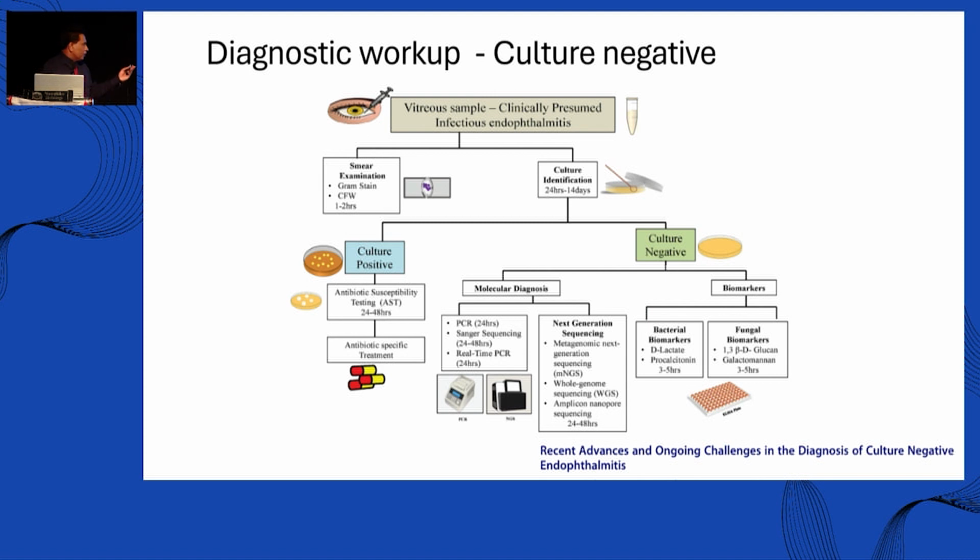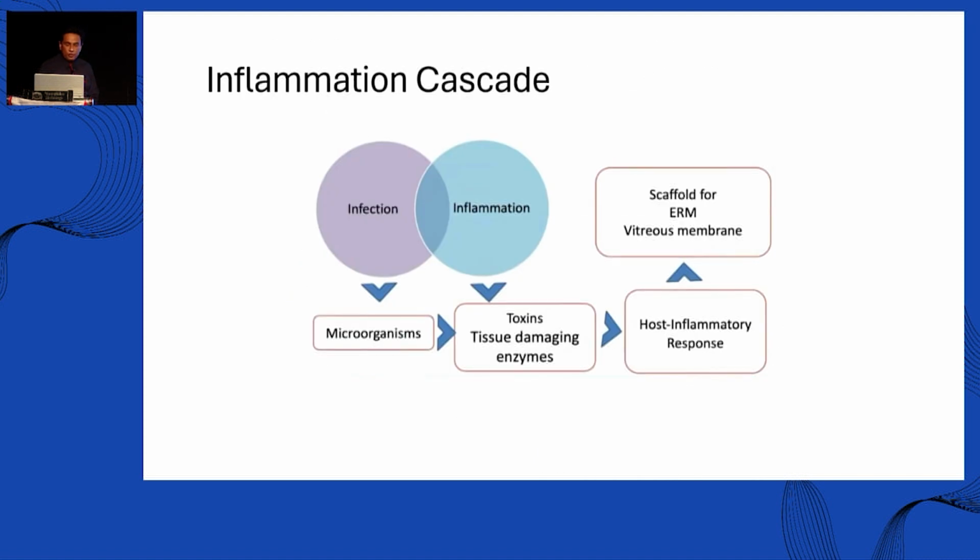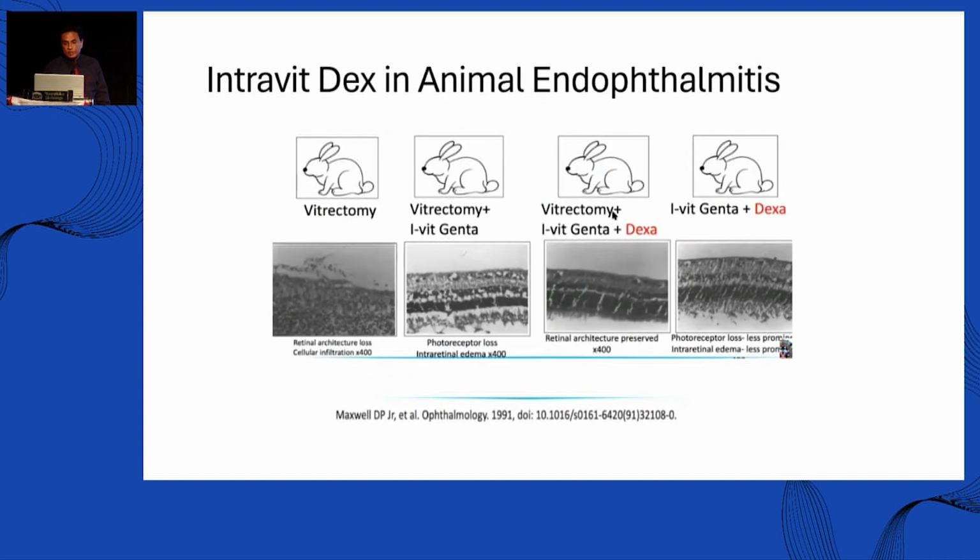So this diagnostic workup, I'm not going to go through, but there's another important point I want to discuss about the inflammation cascade. We know that this is an infection related to a microorganism, but at the same time, microorganisms produce a lot of toxins. There's fibrin matter, and it damages enzymes and other components, which damages retinal tissue, because retinal tissue is very sensitive. So when are we going to use the steroid?